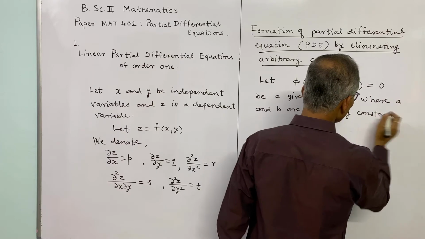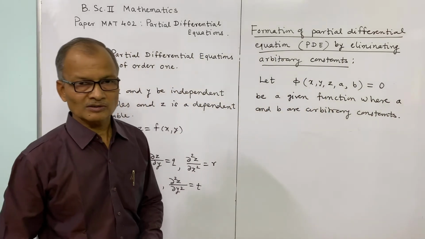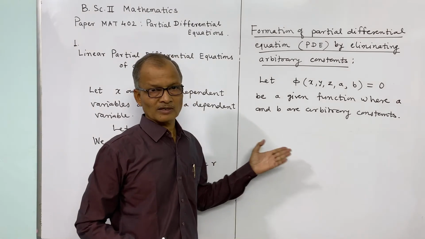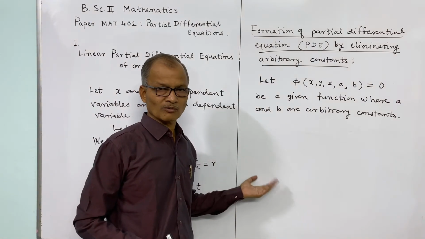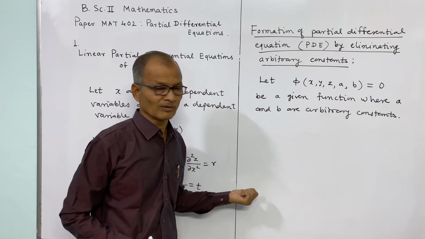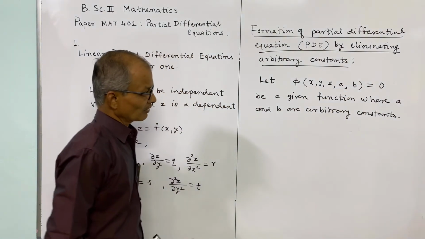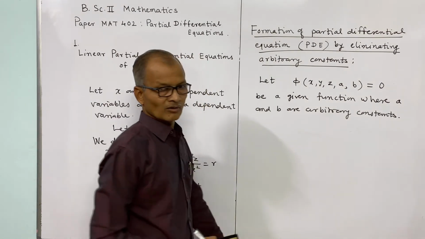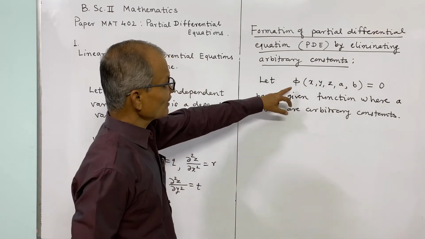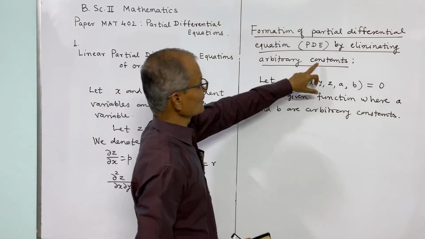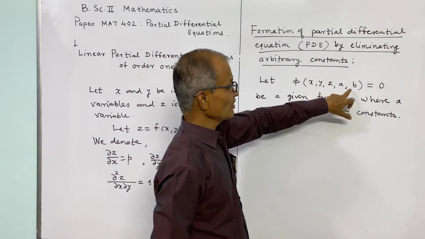What is the meaning of arbitrary constants? Arbitrary constants means constants which can be assigned different values: a is equal to 1, a is equal to 2, a is equal to 3, etc. We can assign different values to these constants. Therefore, these are known as arbitrary or any constants. And to form the PDE, we have to eliminate the constants. Arbitrary constants means a and b we have to eliminate.